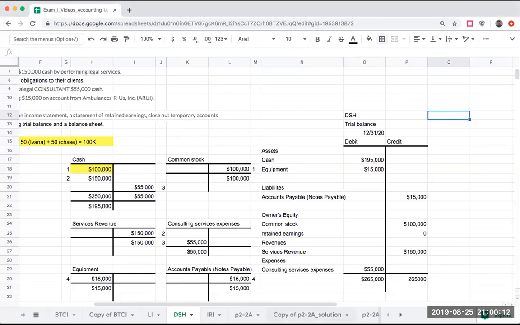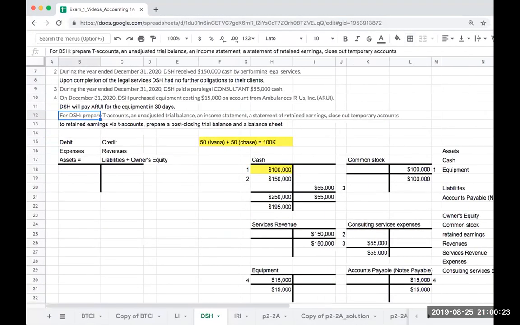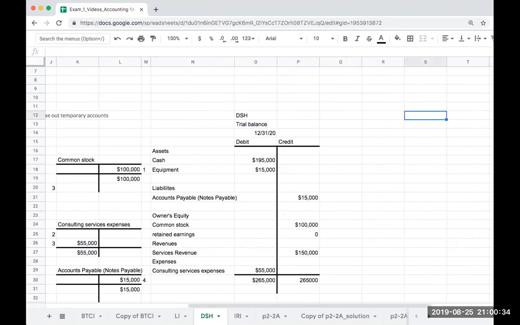So the next thing I'm going to go through and do, and you'll notice on my exam, I'll be pretty specific in terms of what you need to do. Over here, it says prepare T accounts, which we just did, an unadjusted trial balance. And now we need to do an income statement. An income statement tells us what we earned over a specific period of time. So we're going to say here DSH income statement, specifically for the year ended 12/31/20.